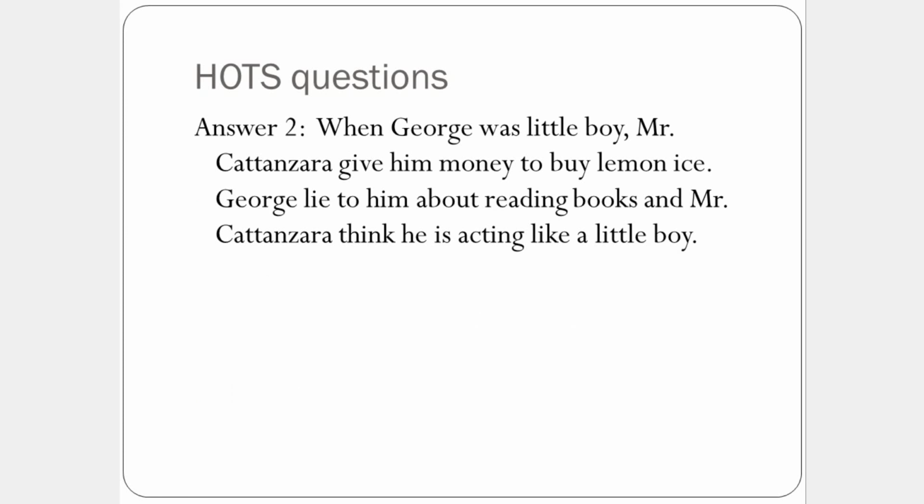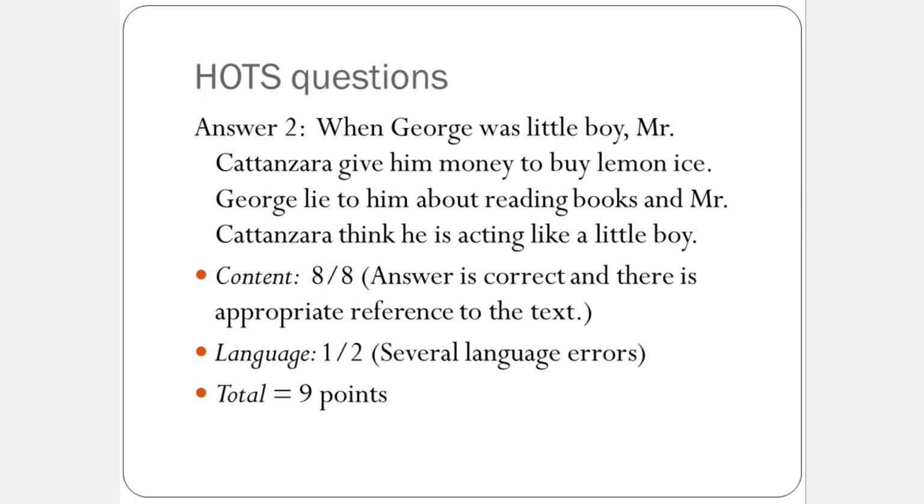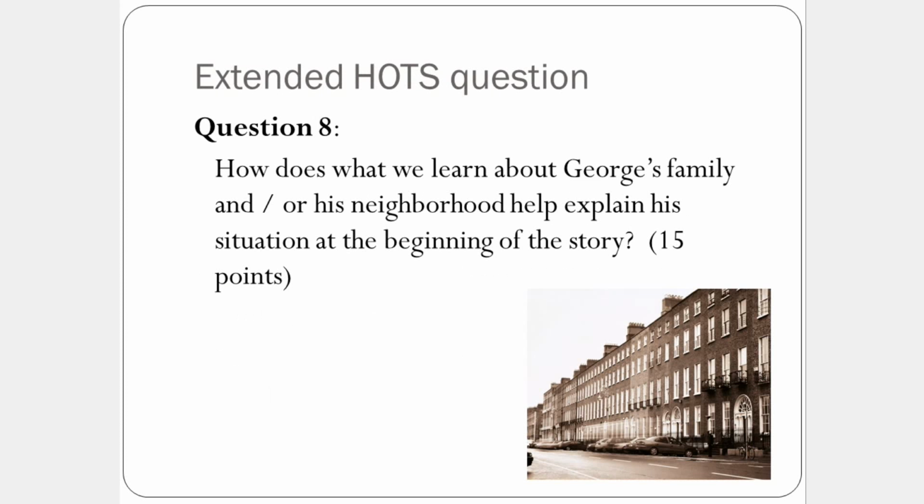The second answer was, "When George was a little boy, Mr. C gave him money to buy lemon ice. George lied to him about reading books, and Mr. Catanzara thinks he is acting like a little boy." So now this is a totally correct answer. It's not only correct, but it also has appropriate reference from the text and support. The language has several present simple errors. We took off 1 out of 2 points. This question received 9 out of 10 points.